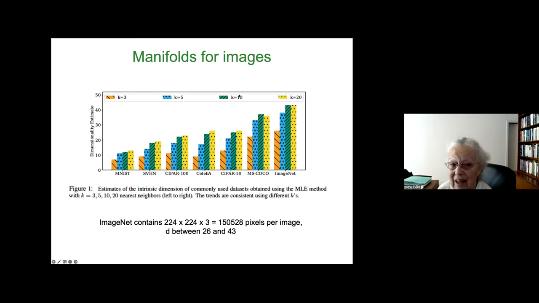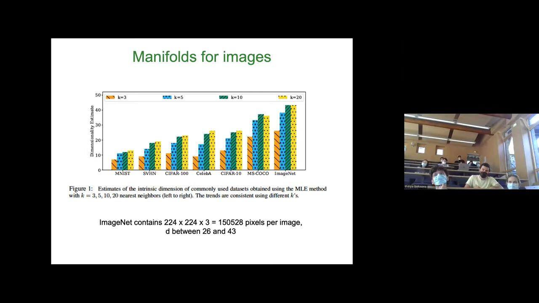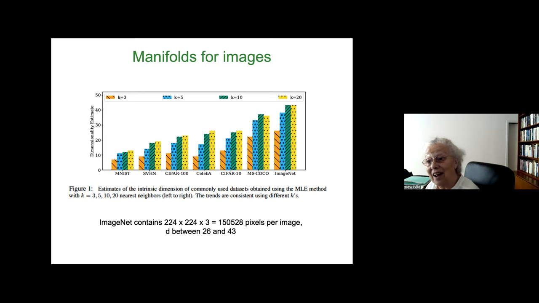It seems to saturate, it doesn't depend so much between 10 and 20. But the dimensionality D, the intrinsic dimensionality of where these images live, is between 26 and 43, depending on which method you use to estimate. 26, 43, let's say 50, let's say 100 out of 100,000. So these images don't fill the space of all possible images. They live in a manifold that is very low dimensional compared to the dimensionality of the space in which these images live. And we evolved our brains looking at images which are like that.